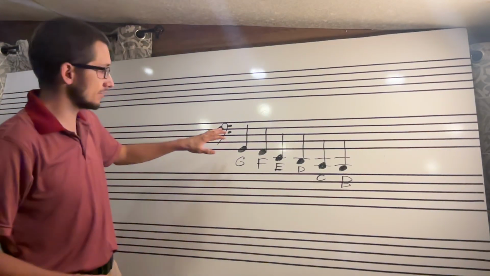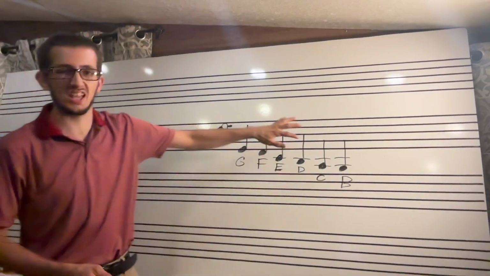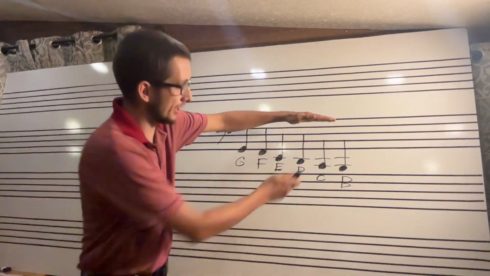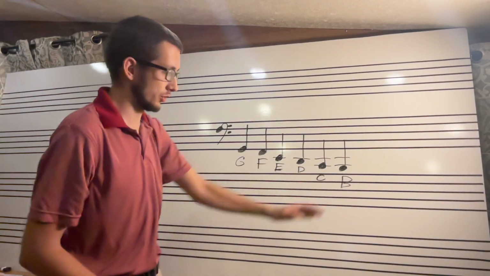So ledger lines, I think we got a good idea of ledger lines now. They work just as staff lines do. They just temporarily increase the size of the staff. You can go as high as you want or as low as you want.